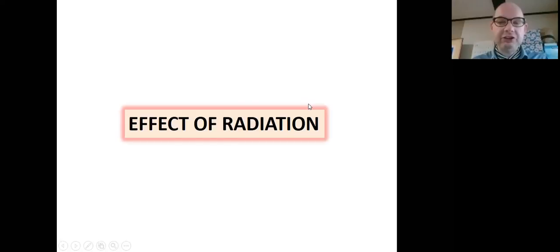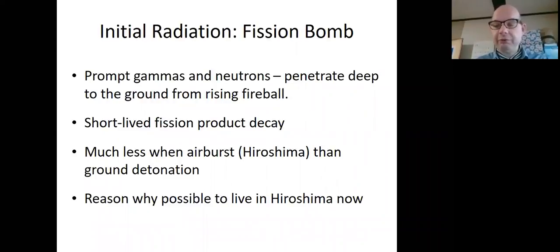Now let's talk about the effect of radiation. Initial radiation from the fission bomb: you get prompt gammas and neutrons. They penetrate deep to the ground from the rising fireball, and the fireball rises very fast. You get short-lived fission product decay. You get much less radiation from an air burst than you get from a ground detonation, and the reason is because this fireball moves upward so quickly. So you get a large dose at the beginning, but you might not get all the materials that are left behind, and it's the reason why it's possible to live in Hiroshima now.